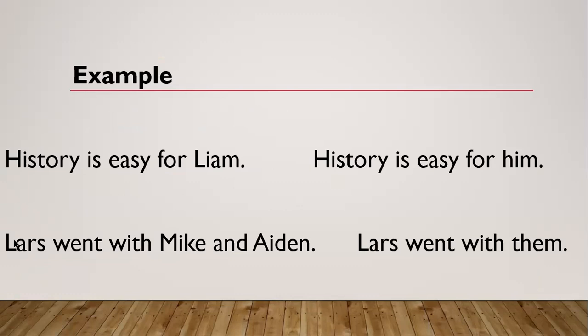Now, in this sentence we have four examples. History is easy for Liam. Which one is the subject in this sentence? Of course, it is Liam. Now, for the second sentence: history is easy for him. Him is the object pronoun. Liam is he, so the object pronoun is him.